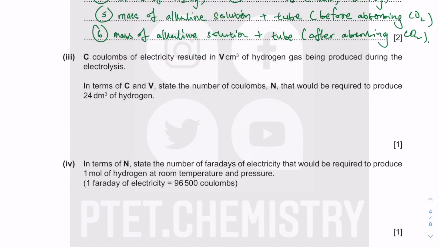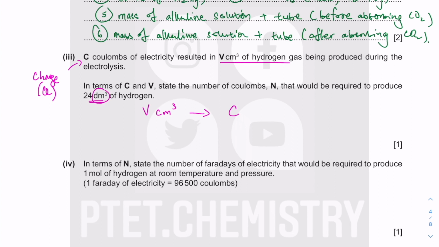So the next bit of the question is a bit of an algebraic expression. Instead of using actual values, they want you to express it in terms of algebra terms. So C coulombs of electricity, this is the charge, or Q equals I T, resulted in V cm cube of hydrogen gas. So what is the number of coulombs that will be required to produce 24 dm cube of hydrogen? So V cm cube, you need C coulombs, all right? C is coulomb. Actually the unit of coulomb is also C, so I don't want to write the unit there, otherwise I would have.